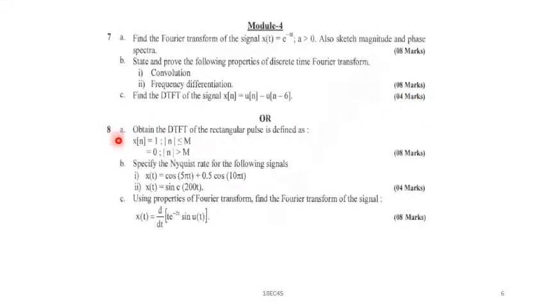The second question is 8a: obtain the DTFT of the rectangular pulse defined as x of n is equal to 1 for magnitude of n less than or equal to M, and 0 for magnitude of n greater than M.